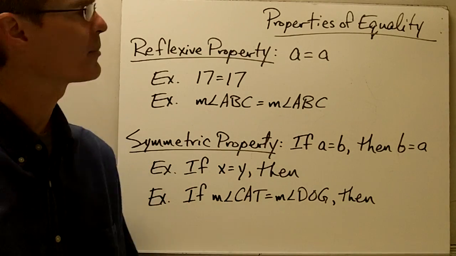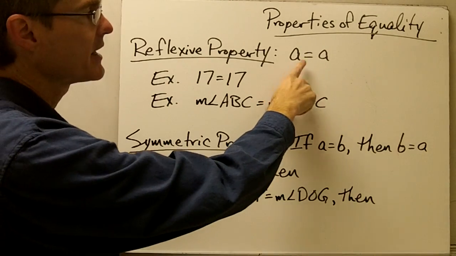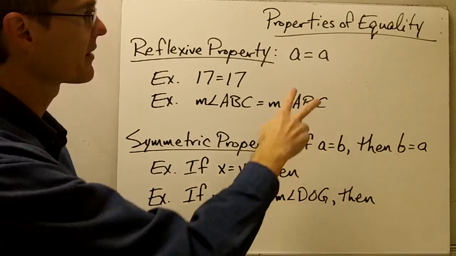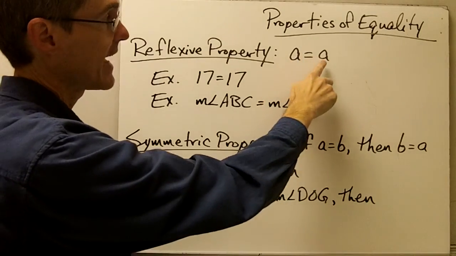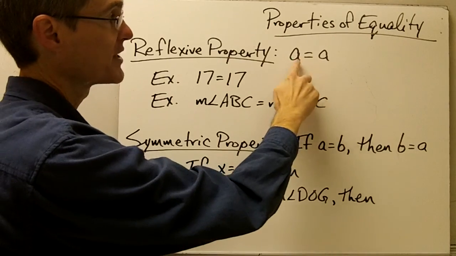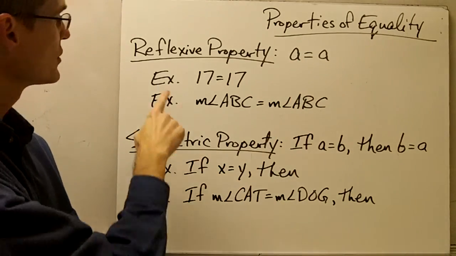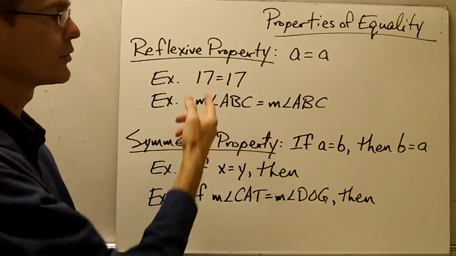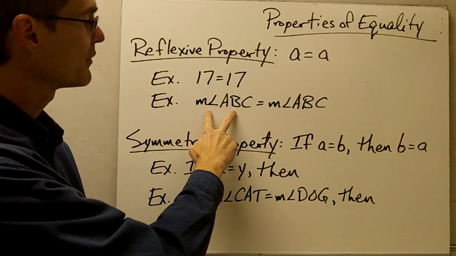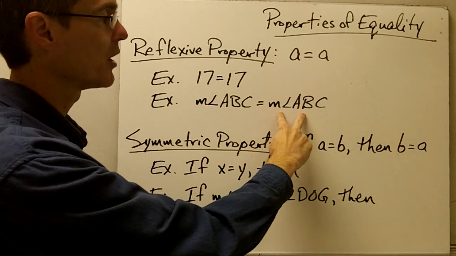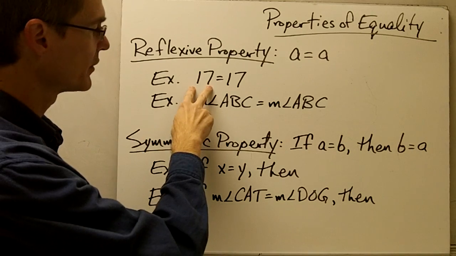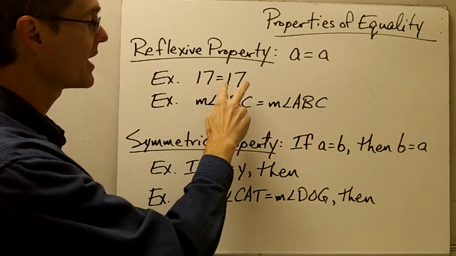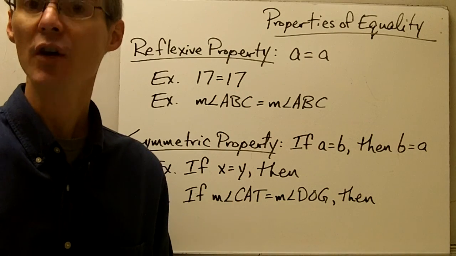And the reflexive property basically just says everything is equal to itself. You can kind of think of it as an expression that's looking in the mirror. You're going to see exactly the same thing on both sides of the equal sign. So for example, 17 equals 17. The measure of angle ABC equals the measure of angle ABC. These are examples of the reflexive property. Whatever's on the left side of the equal sign, the exact same thing is on the right side of the equal sign.